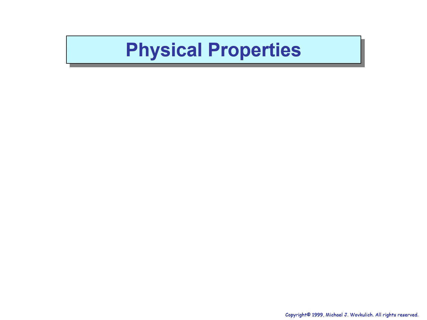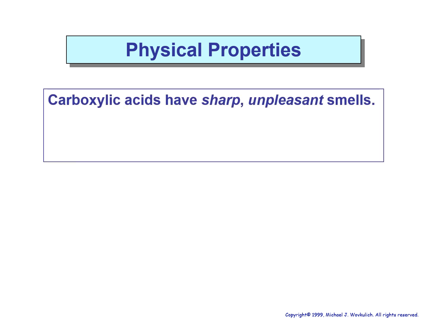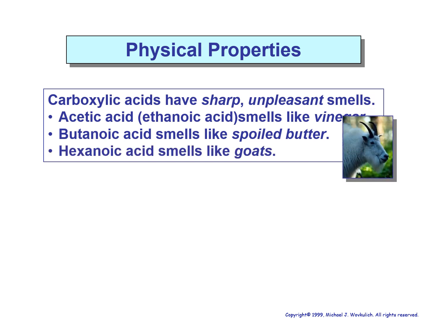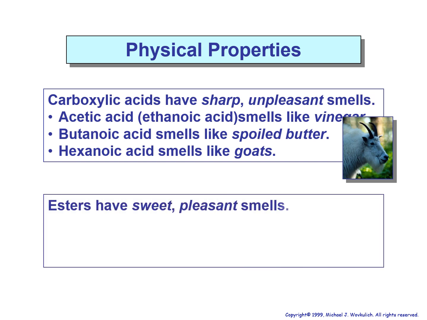So what are some properties of these things? Well, carboxylic acids have sharp, unpleasant smells. You're probably familiar with acetic acid, which is IUPAC known as ethanoic acid. It smells like vinegar because it is a 5% vinegar solution. Butanoic acid smells like spoiled butter, and hexanoic acid smells like goats. Of course, I'm sure you knew that.